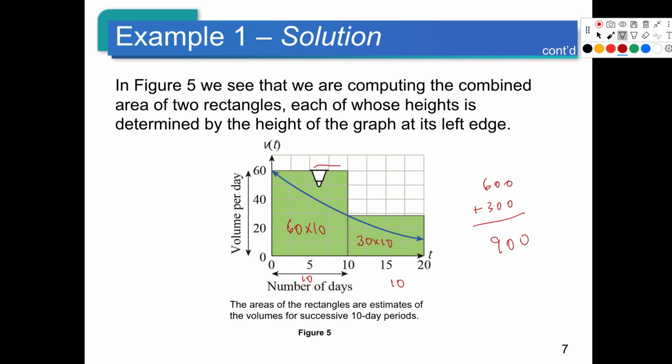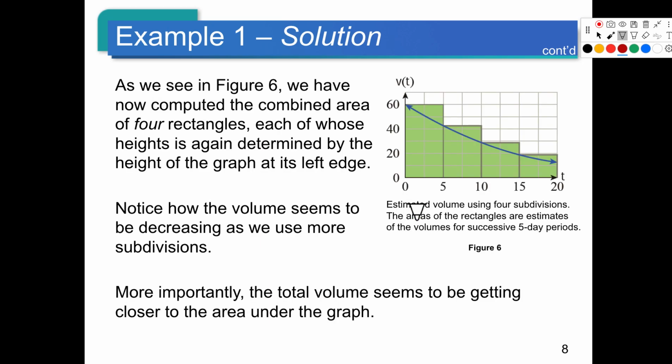But do we still have an overestimate? Yes. So how can we make it better? If it gets better with 2, how about with 3 or 4? 4 is what they did, right? Because nice and even. You've got 20 divided into 4 regions. Each is 5, a width of 5 as we see. And notice they're taking the function values at the left side on the graph, and we're getting smaller and smaller rectangles. So again, each of these has a width of 5.